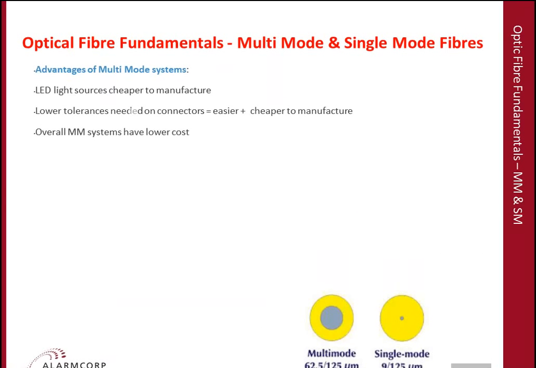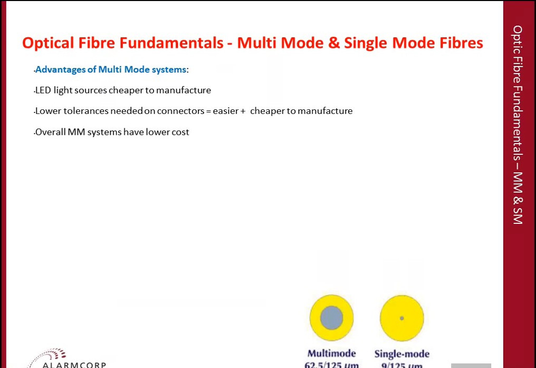Okay. So the advantages of multi-mode fiber systems. The LED light sources are still cheaper to manufacture than laser diodes. Because we have a cone of light and a fairly large core, we need lower tolerances on the connectors to align the two together. Therefore, the lower the tolerance, the cheaper and the easier it is to manufacture the connectors. So hence, multi-mode systems have an overall lower cost.